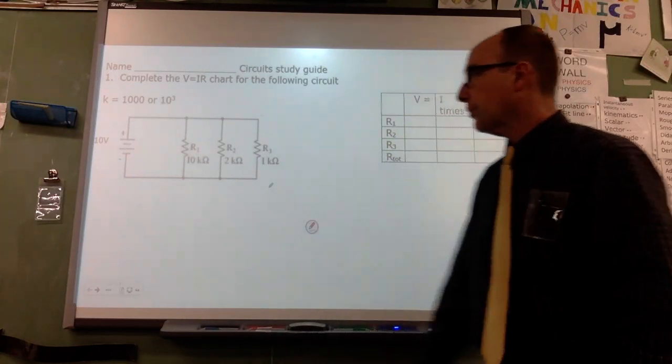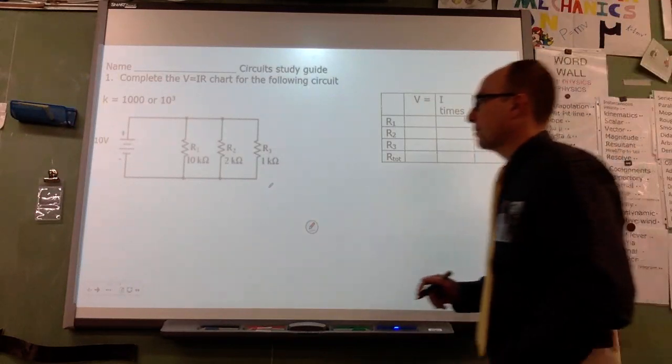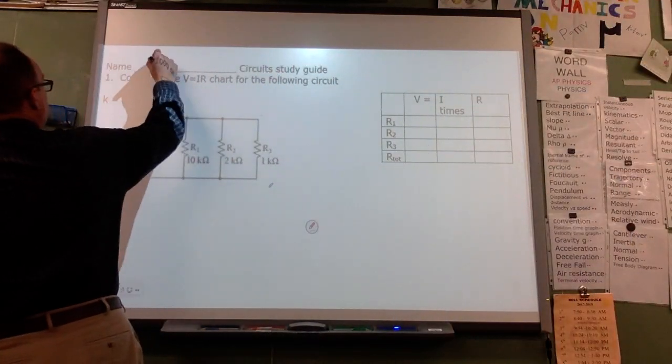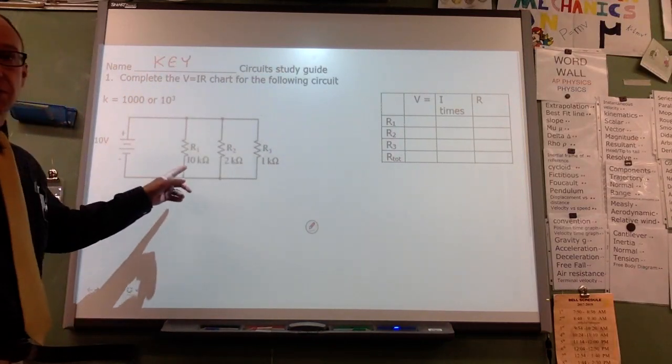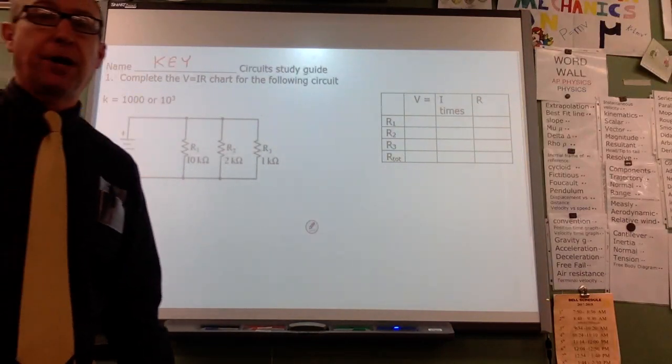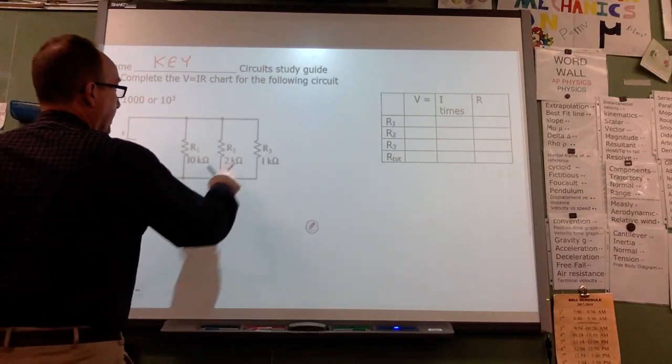We're going to go over the study guide for the circuit test we're going to be having. So looking at number one up here, we have three resistors. In physics, we would describe their relationship as being parallel to each other. So I want to put these into my chart.